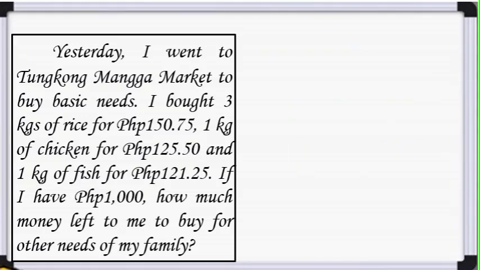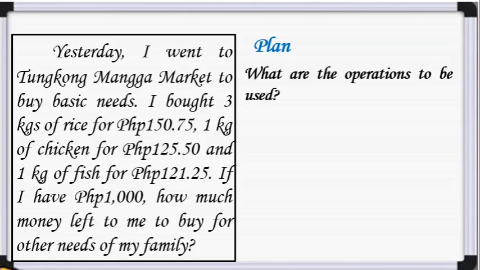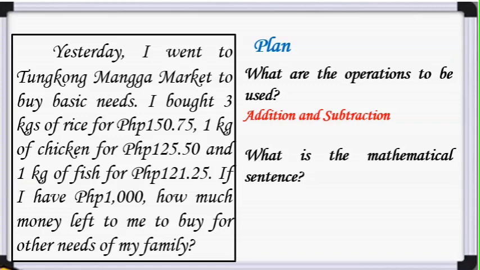Now, after understanding the problem, let us make a plan. In making a plan, we should know the operation that we're going to use to solve the problem. What are the operations to be used? Very good. The operation to be used is addition and subtraction. What is the mathematical sentence? You're right. The mathematical sentence is 1,000 pesos minus, open parenthesis, 150 pesos and 75 centavos plus 125 pesos and 50 centavos plus 121 pesos and 25 centavos, close parenthesis, equals n.